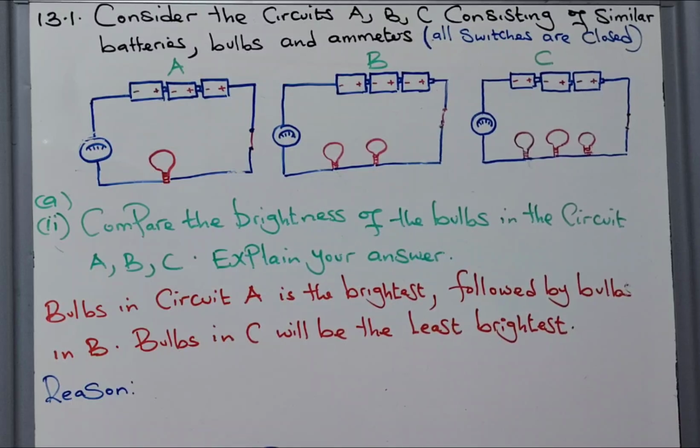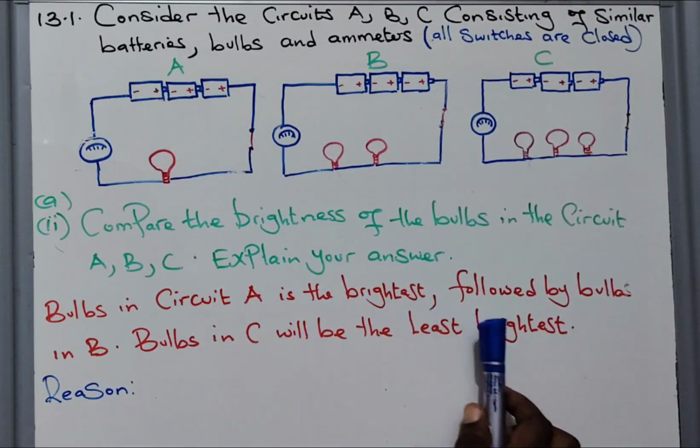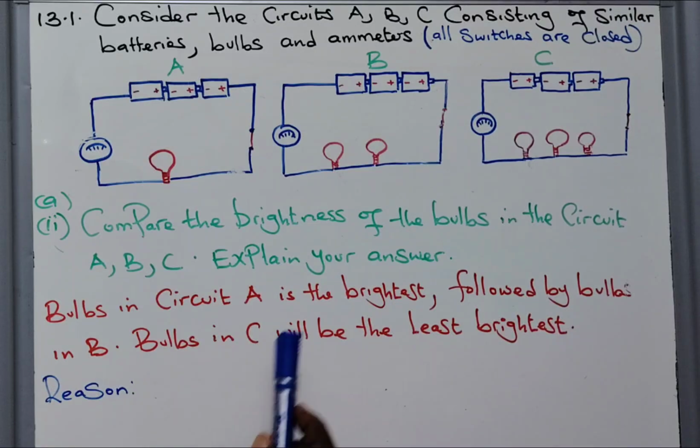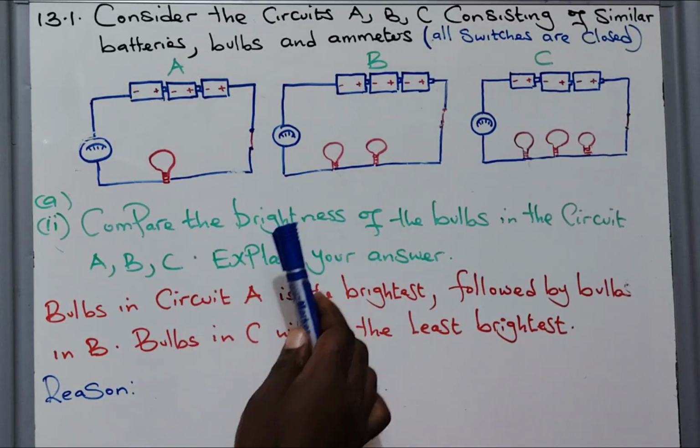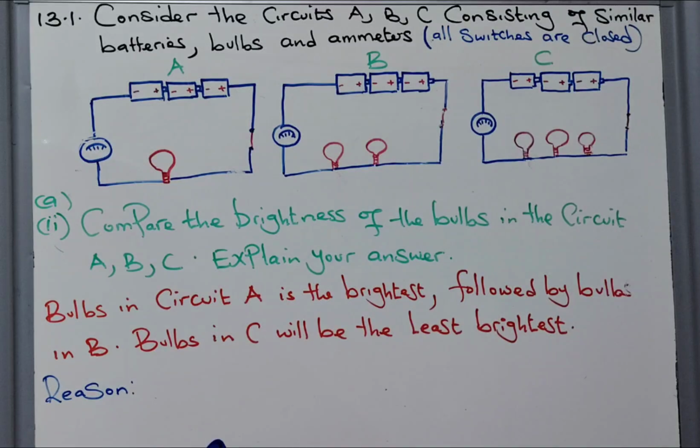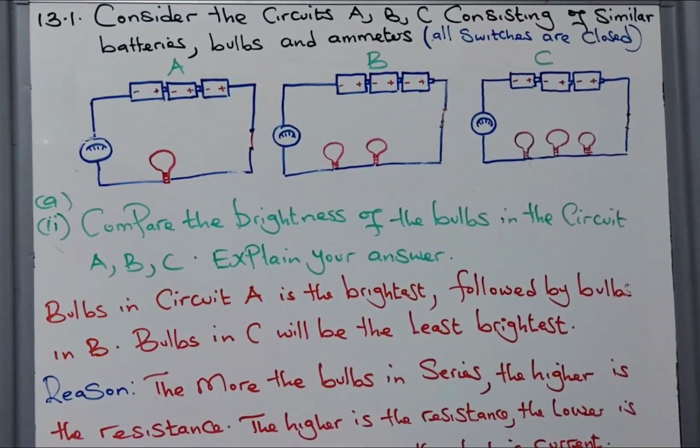So what is the reason for this observation? The reason is that the more the bulbs in series, the higher is the resistance. And the higher is the resistance, the lower is the electric current.